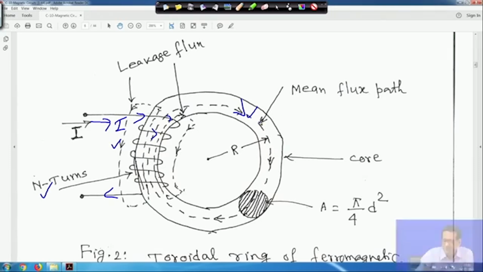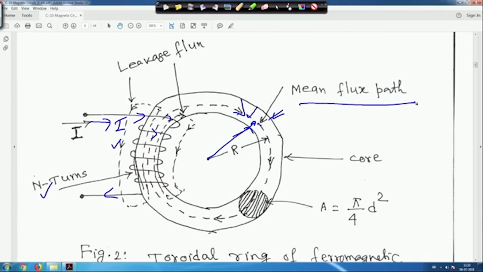And this we call the mean flux path, because whatever the core, you take the mean radius or mean length. Suppose you take the thickness of this one, whatever it is, you calculate the mean path from here to here, because we assume a uniform cross section. So we will follow the mean flux path. So this is my mean flux path.